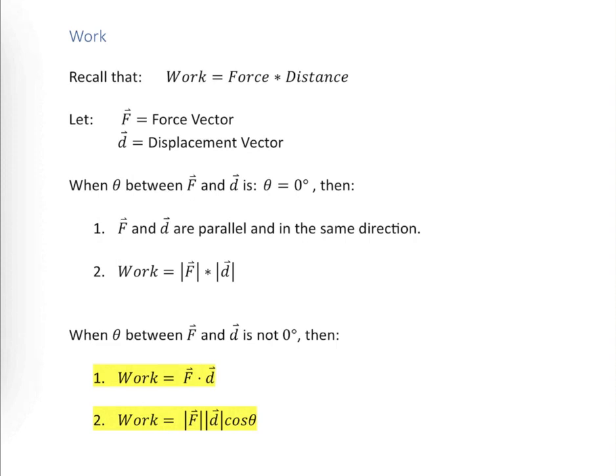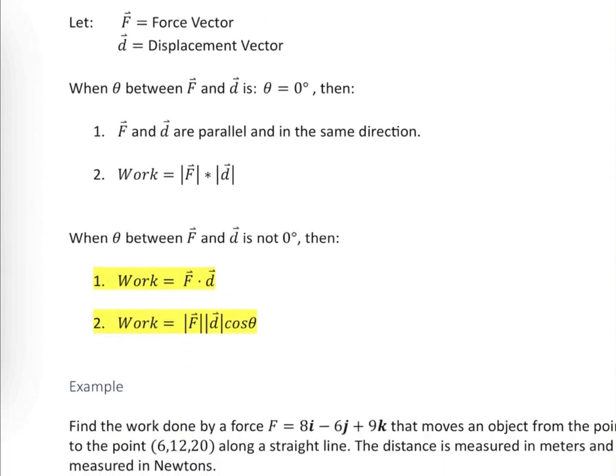Now, when we have a force vector and a displacement vector, we can get not only the magnitude of the applied force, but also the direction in which it was applied. We can get not only the distance or the displacement of the object, but also the direction that it moved. And so when we have these force and displacements as vectors, the way that we calculate the work is slightly different.